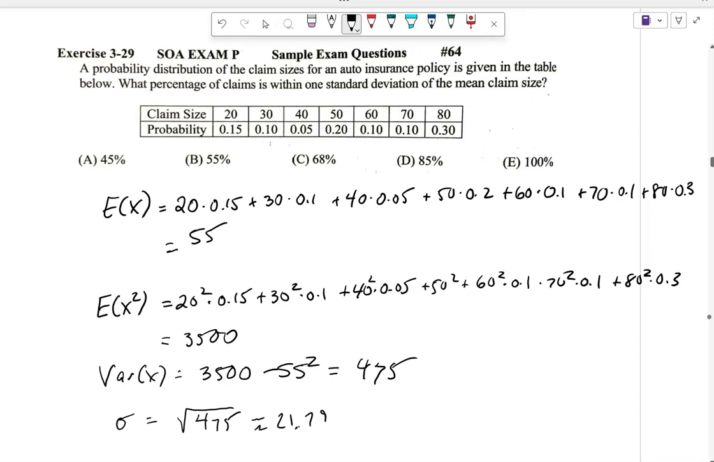Well, a little bit bigger than 33 means we start at 40. And a little bit less than 77 means we stop at 70, right? Because there's nothing in between. This is discrete data, right? Not continuous data. 40 to 70 here. That's 25, 35, 45%. So it'd be A. Yes.